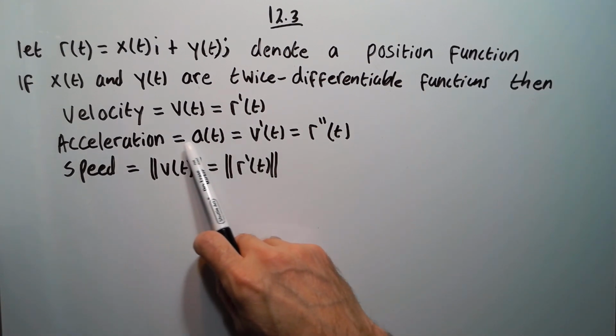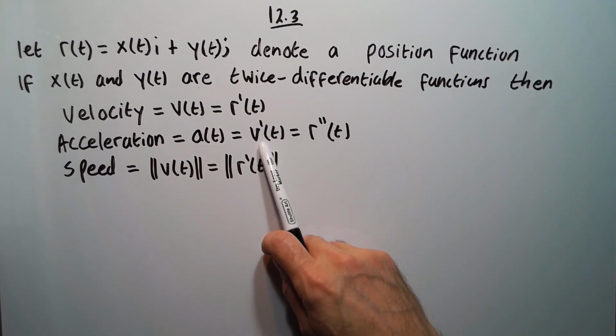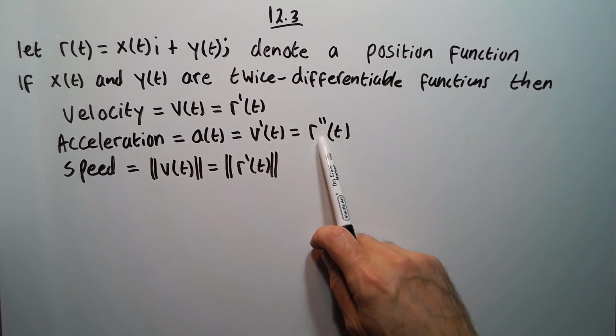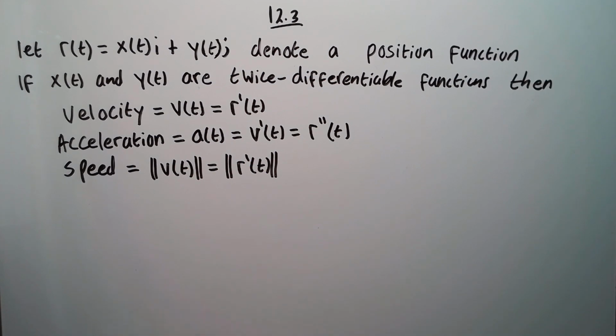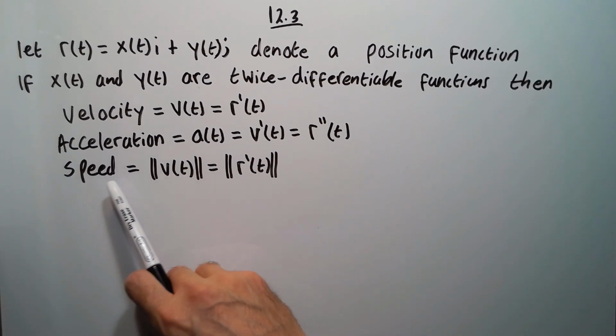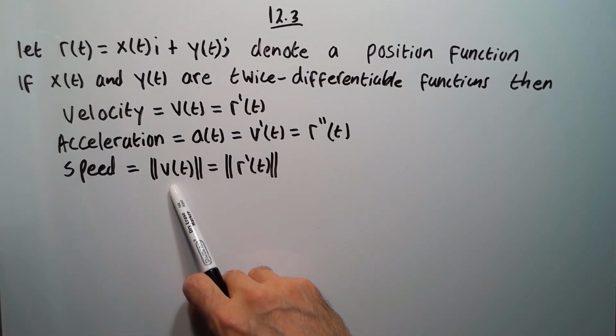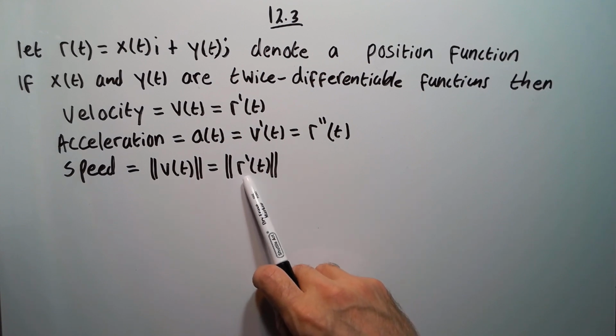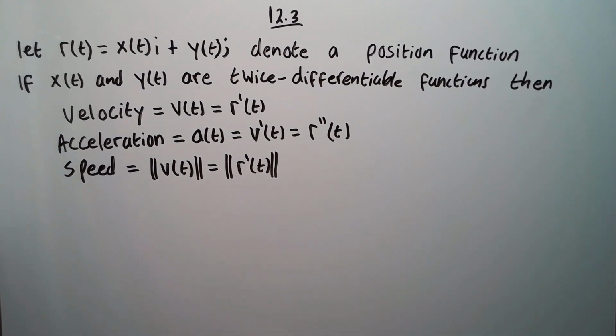The acceleration is defined to be the derivative of velocity, or the second derivative of our position, and the speed is defined to be the magnitude of the velocity, which is equal to the magnitude of the derivative of position.